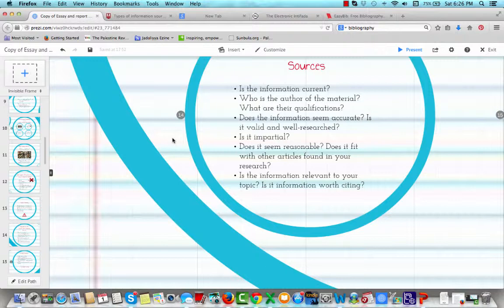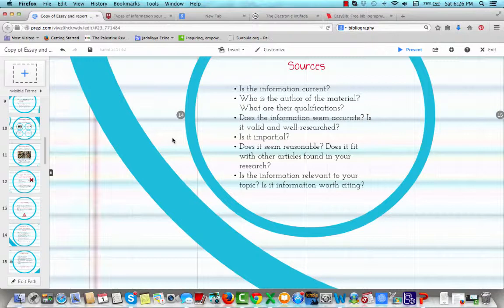So always ask, who is the author? And what are their qualifications? If you have someone writing about a scientific discovery, but that person is not a scientist, you have to question their qualifications. Now about the information. Is it accurate, or does it at least seem accurate? Is it well researched? Is it impartial, meaning is there bias or is there no bias?